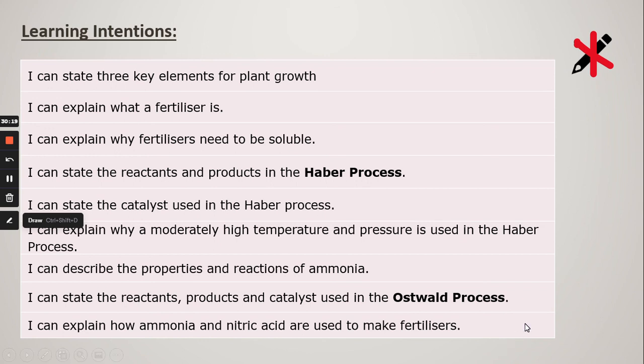And you need to be able to explain how ammonia and nitric acid are used to make fertilizers. You might be thinking, I'm not really sure about that one, it's phrased in a slightly complicated way, but really it's just that they're used in neutralization reactions to produce soluble salts. So if you're asked how ammonia and nitric acid are used to make fertilizers, the explanation is just that they can then be used in neutralization reactions to produce soluble nitrogen containing salts, which can be used to make fertilizers.